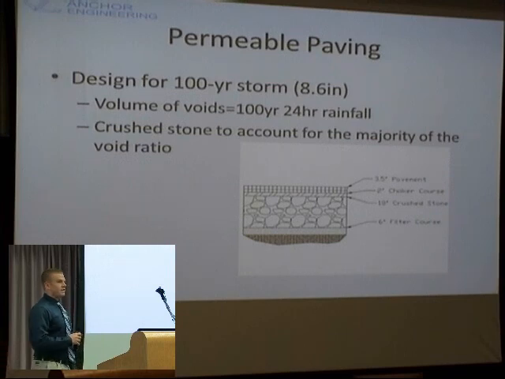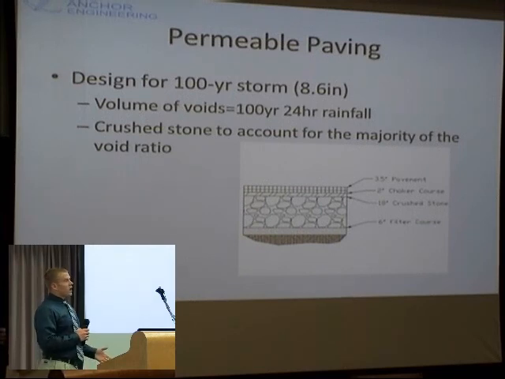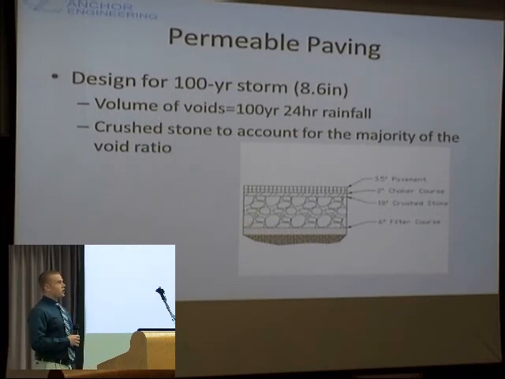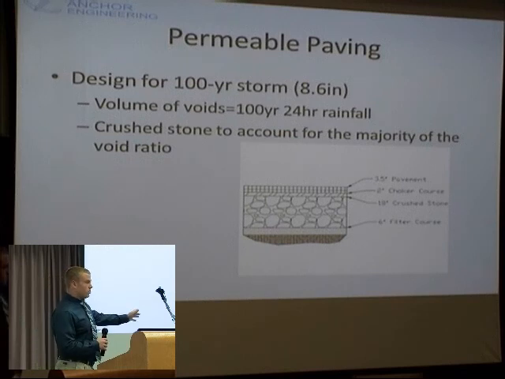The permeable paving has to be designed to a 100-year storm plan, which for Newport County is 8.6 inches. So the volume of the voids for this pavement has to hold 8.6 inches. We used crushed stone to account for the majority of this, which has a void ratio of about 0.45 to 0.5. I used 0.4 in my designs to be a little conservative. And this is what a typical cross-section would look like in our parking.